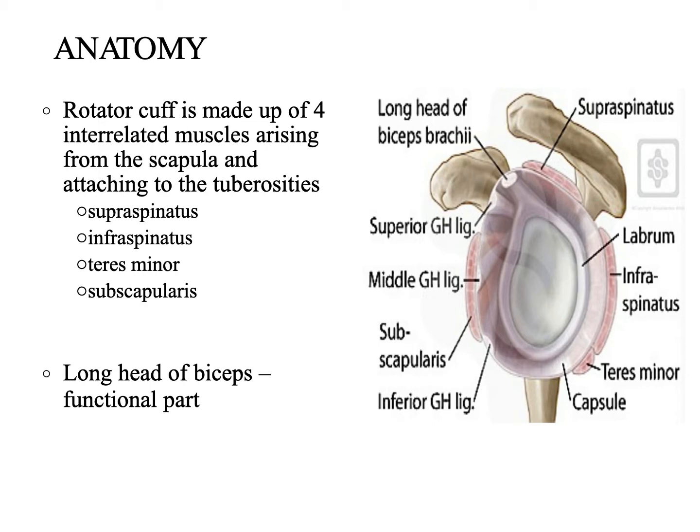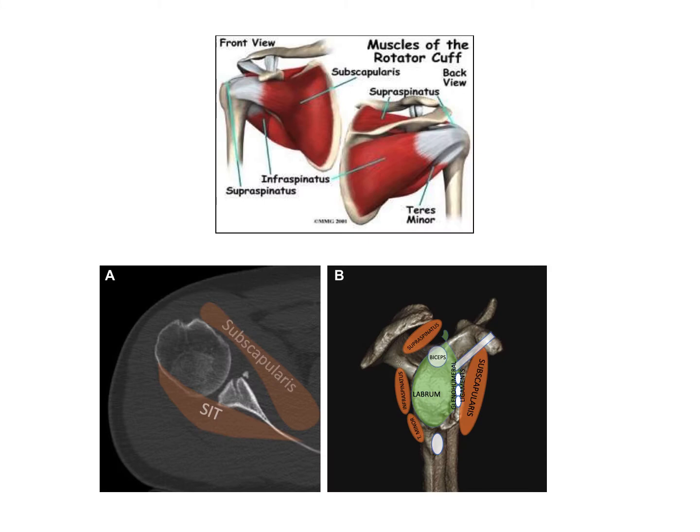Rotator cuff is made up of four interrelated muscles arising from scapula and attaching to the tuberosities. These four muscles are supraspinatus, infraspinatus, teres minor, and subscapularis, and the long head of biceps plays a functional part in it. So in this slide we can see from the front subscapularis, which arises from the subscapular fossa and attaches on to the lesser tubercle, and from the back we can see supraspinatus, infraspinatus and teres minor.